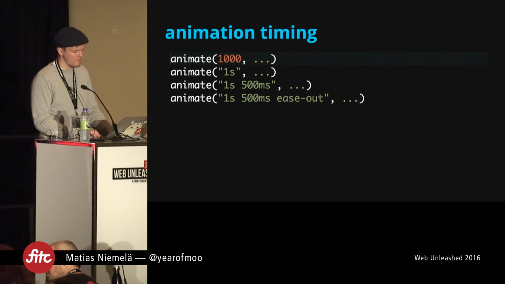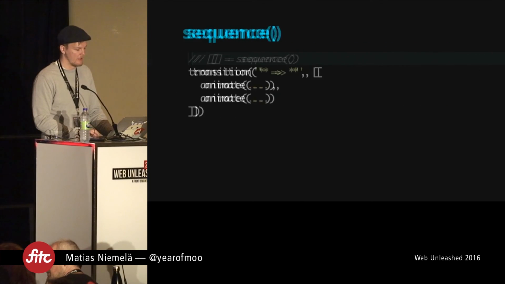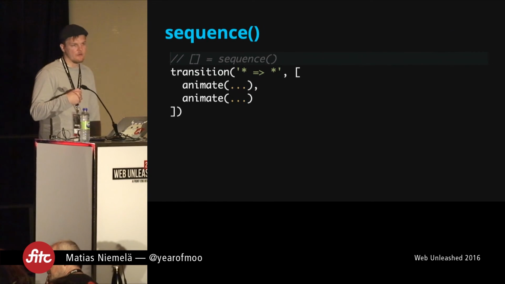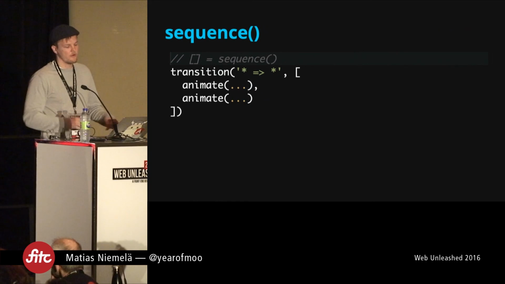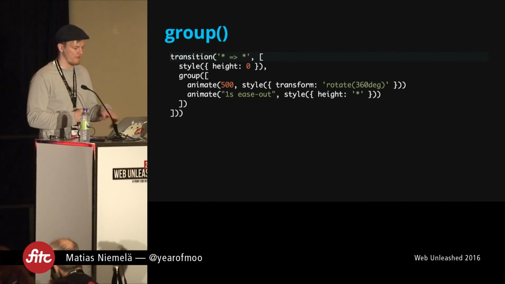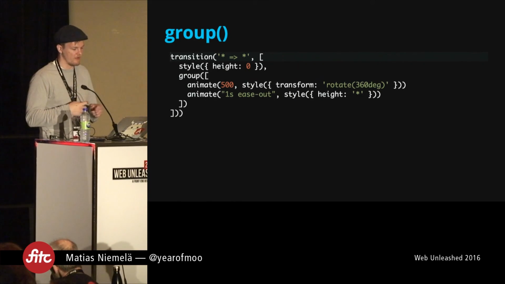We can also have different kinds of timing values, say milliseconds or seconds as a number or a string, and pass in easing values as well. By default, when you animate something, it's animated in sequence, which means it animates one after the other, but we can have animations run in parallel using group. So in this example, we're animating the same element, but we're animating a rotation as well as a height change. But the rotation finishes faster before the height change.